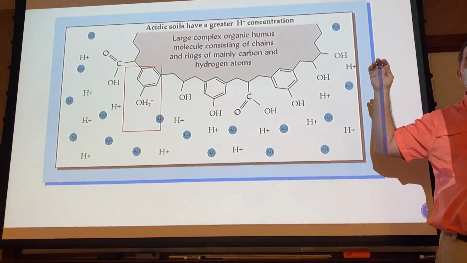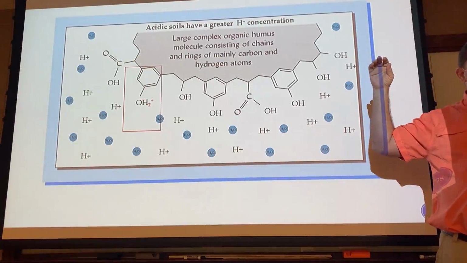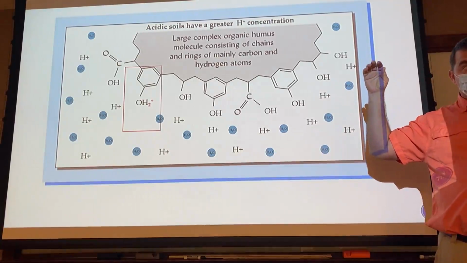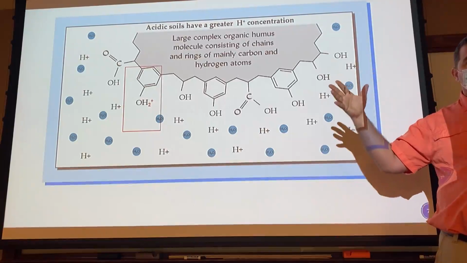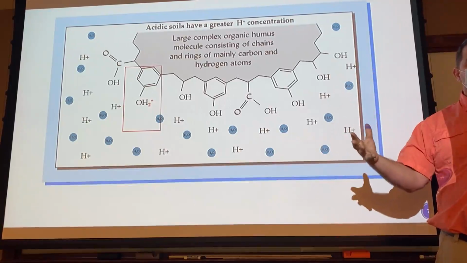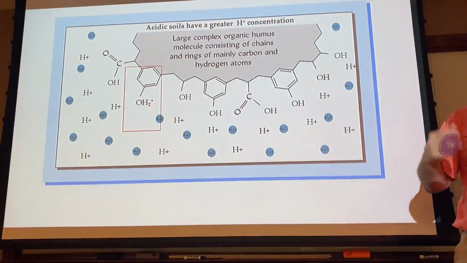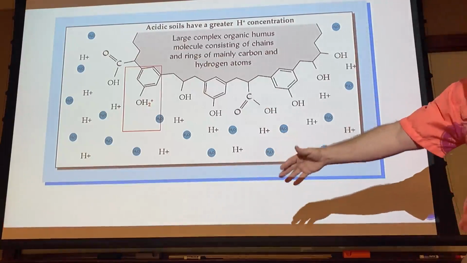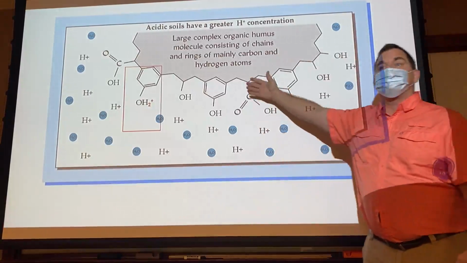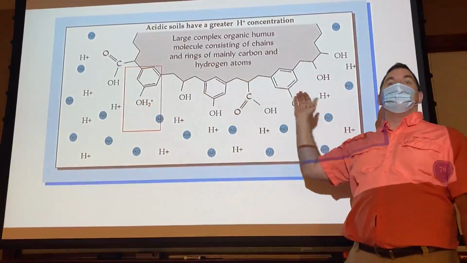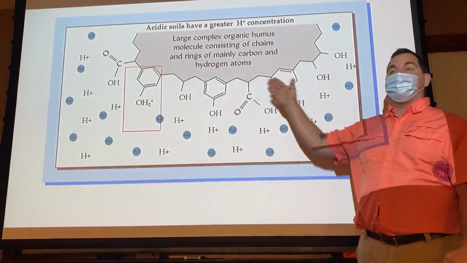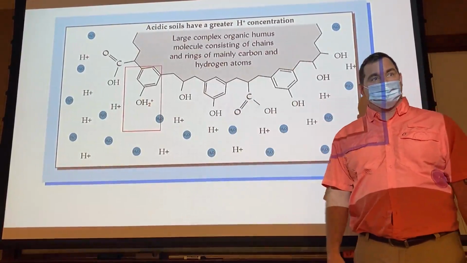Also, in order to get our soils to become alkaline, we apply lime. What's the component of lime? Calcium carbonate. So when we add the calcium, we're going to increase the alkalinity, and therefore we'll increase the CEC, which is the cation exchange capacity.